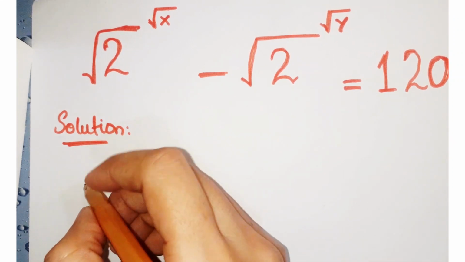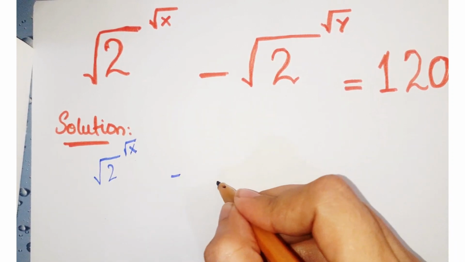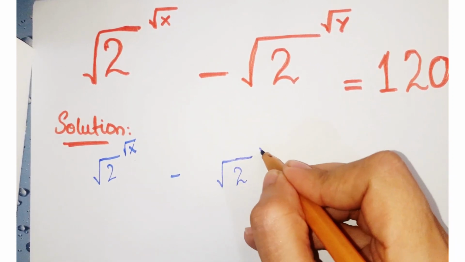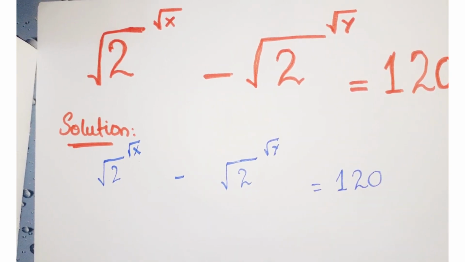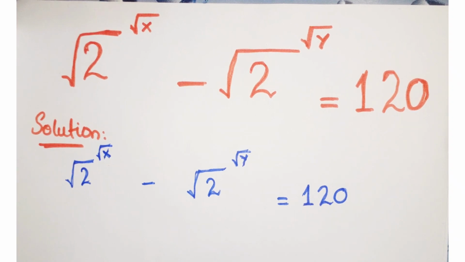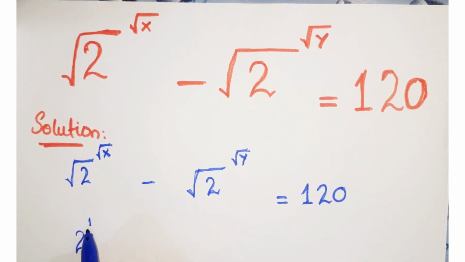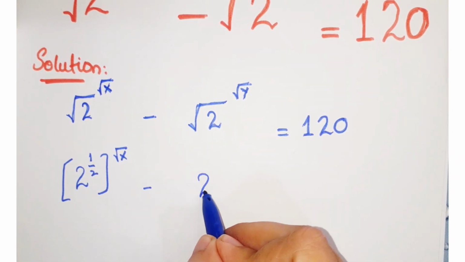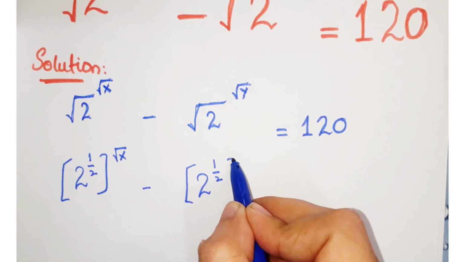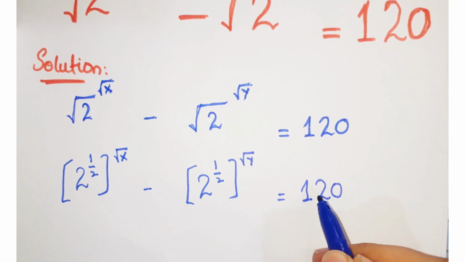Look at this question. The question is: (square root of 2) to the power square root of x minus (square root of 2) to the power square root of y is equal to 120. Now, in place of square root of 2, you can write it as 2 to the power half, whole to the power under root x, minus this square root of 2 can be written as 2 to the power half, whole to the power square root of y, is equal to 120.